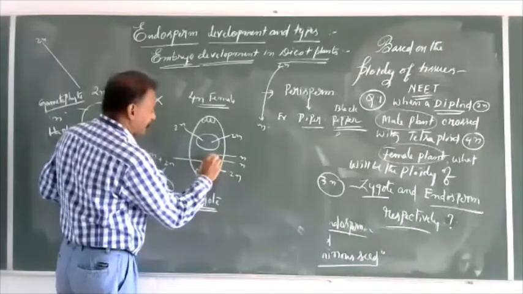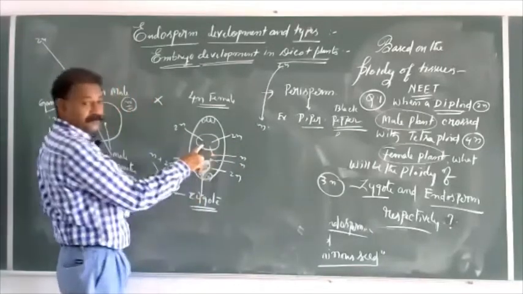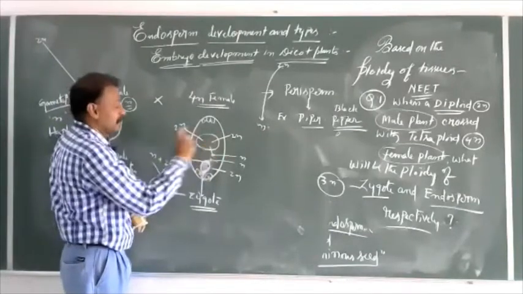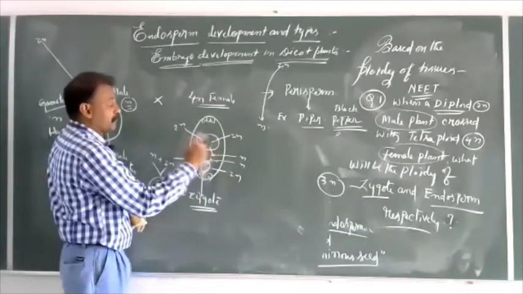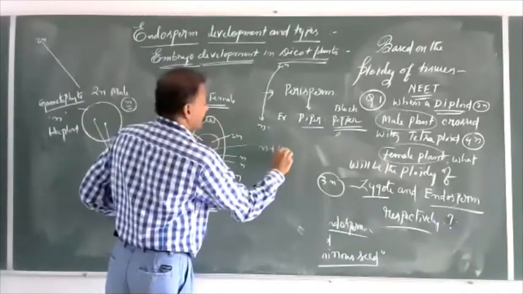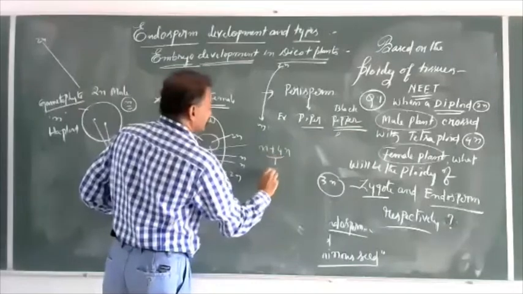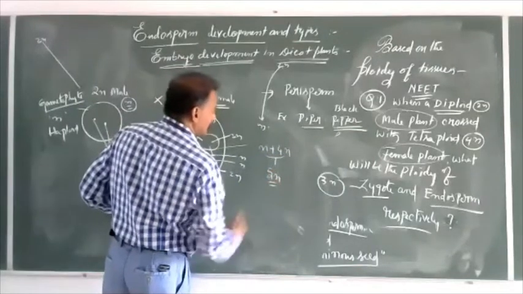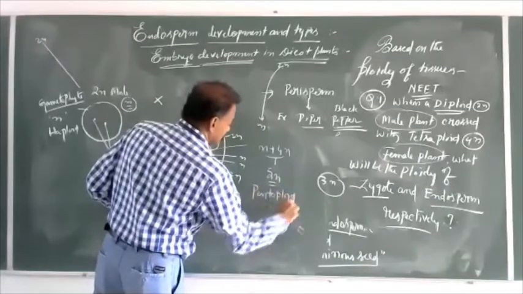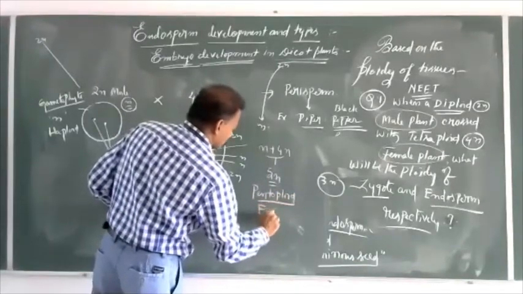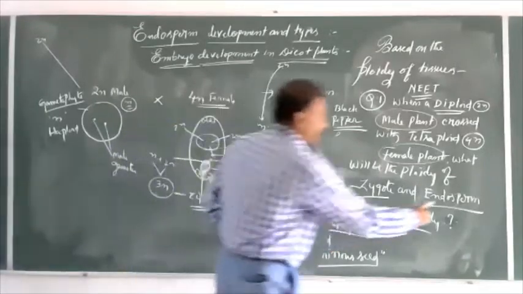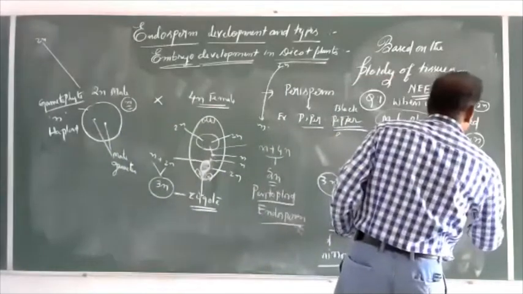Now, the other male gamete n fuses with the secondary nucleus, the central cell. The central cell has 2n plus 2n, 4n. So n plus 4n is equal to pentaploid endosperm. So the ploidy of endosperm is pentaploid.